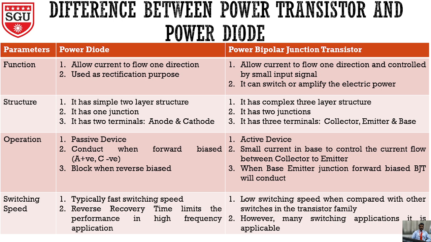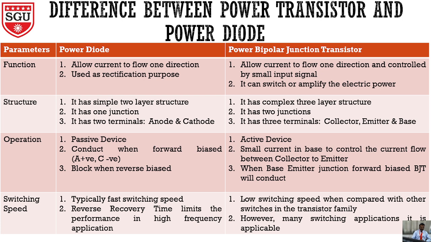Then normally the power diode will be used for rectification purpose. But the power bipolar junction transistor is normally used for amplifying the electrical power. Based on the input signal or the base current, we can amplify the output power, we can vary the output power. That is possible in the power bipolar junction transistor. At the same time, power control will not be possible in the power diode.